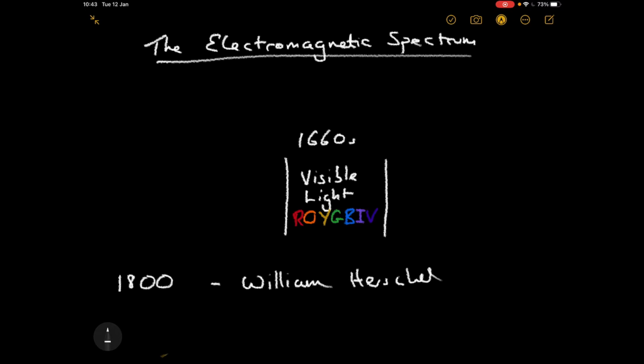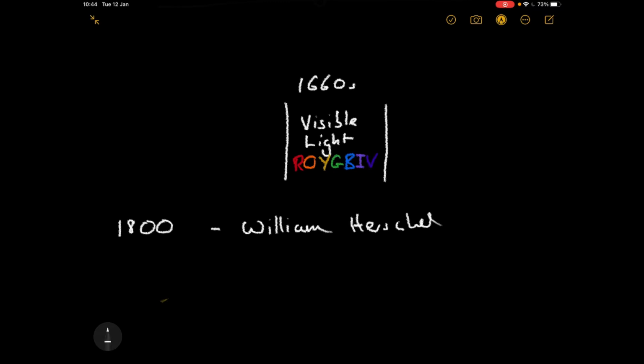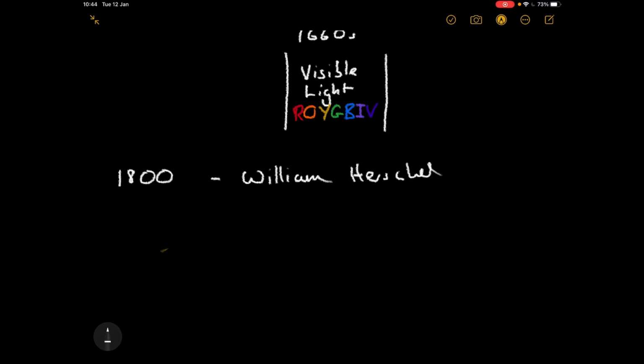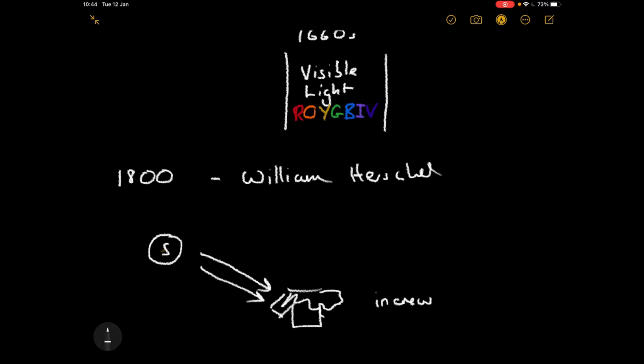And he discovered Uranus. But in 1800, he published a series of studies that he did in the Royal Society. And what he did was he knew that if you stand in the sunshine, you get hotter. So something from the sun, as these rays of sunlight come down, you get an increase in temperature.